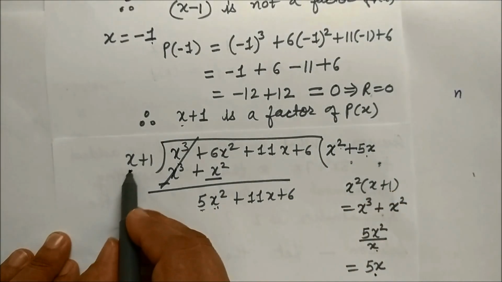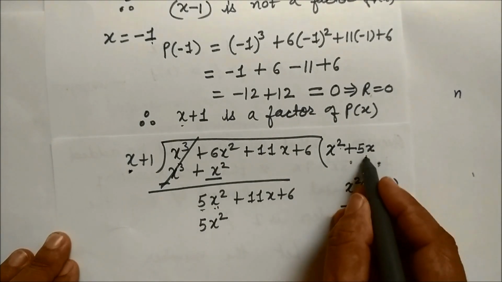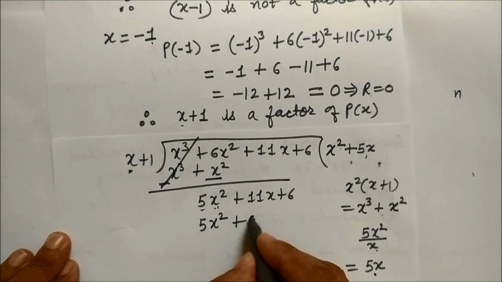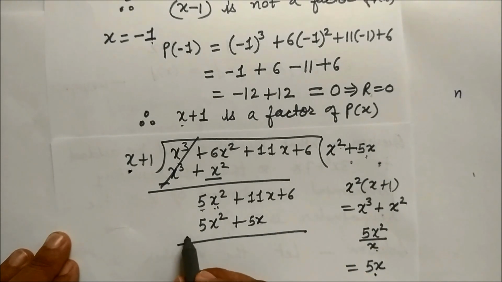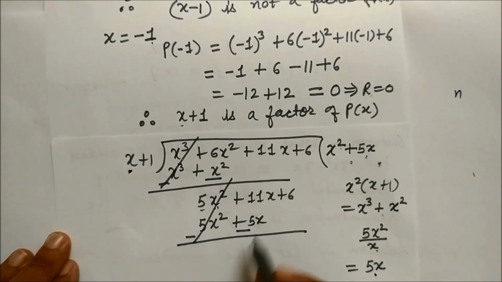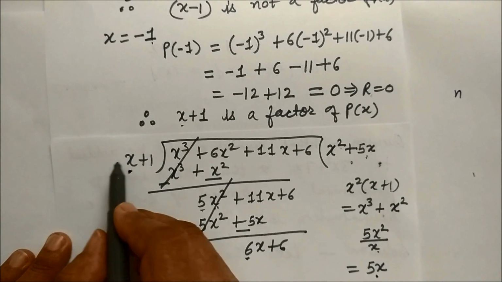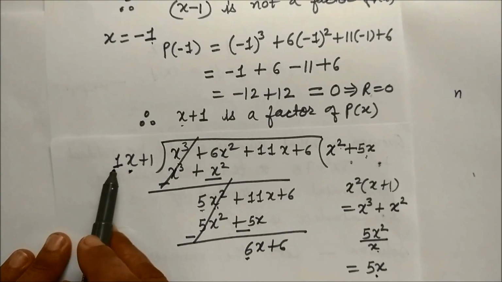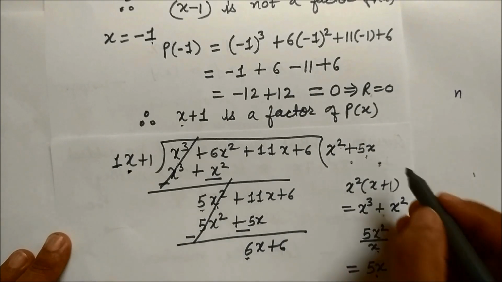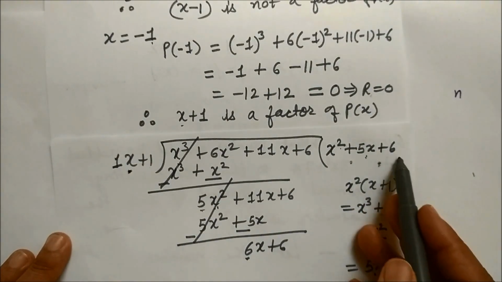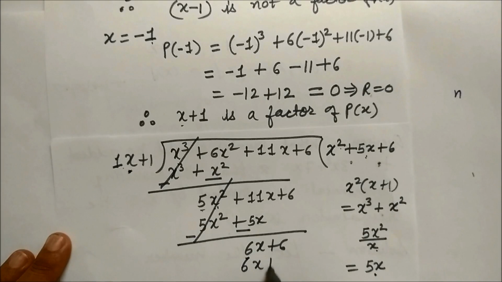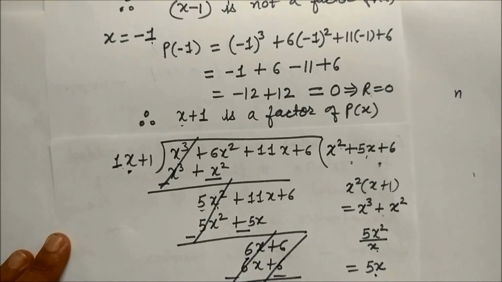Plus 5x is multiplying in first, we will get 5x square. Plus 5x is multiplying in second, we will get only 5x. Again we will do subtraction. It is cancelled now, and here 6x plus 6. Next number we will take here, because here we want 6 and there is nothing, that means 1. So 1 multiplied by 6, we will get 6 plus 6, and 6 multiplying in this 6x plus 6. Again subtraction, cancel this, and we will get in such case remainder 0.